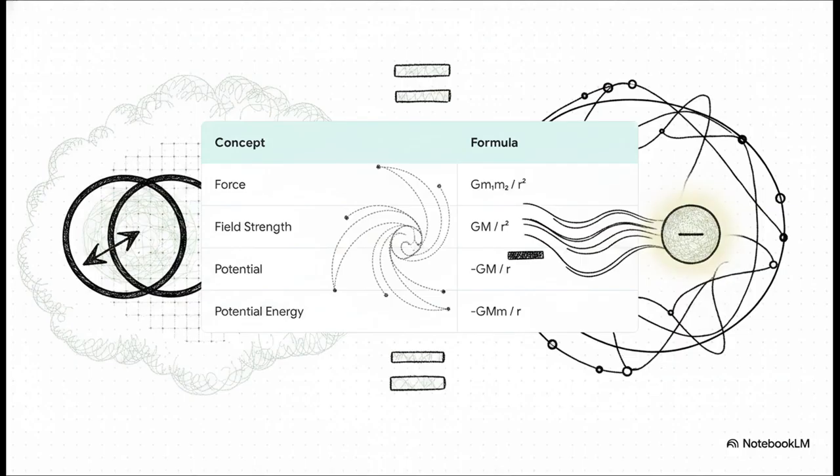Do you see the beautiful, almost magical mathematical symmetry? The concepts relying on distance squared like force and field strength govern the active pull. Meanwhile, the energy concepts drop the square and carry a negative sign, dictating the stored potential. It's absolutely a perfect mathematical mirror.